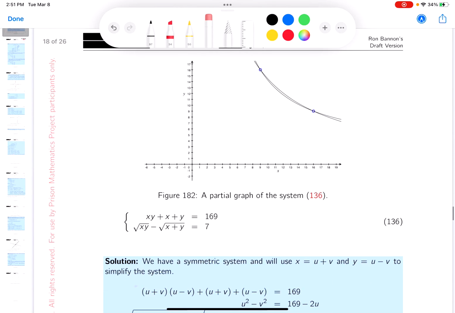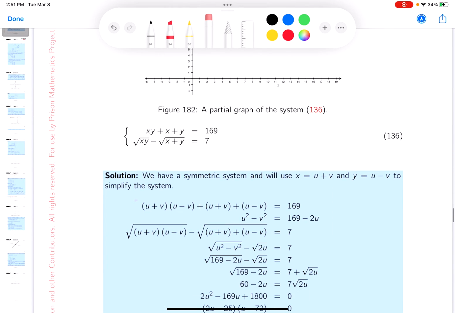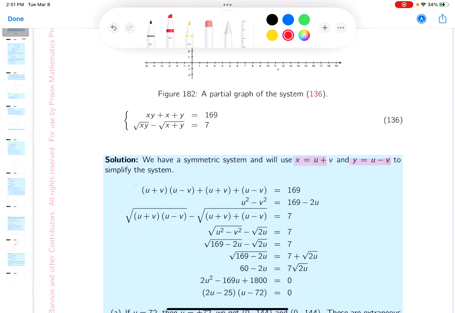Okay, number 14. Again, the suggestion here is to make a substitution. Let me go through that with you, in both of the equations, by the way. So if you substitute in the first equation, you'll get this. And if you simplify that, you'll get this.